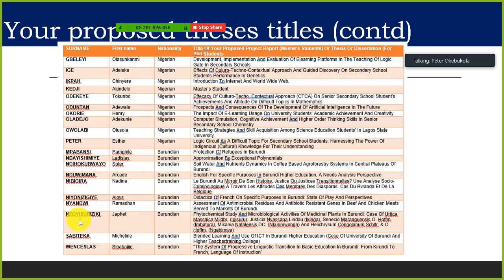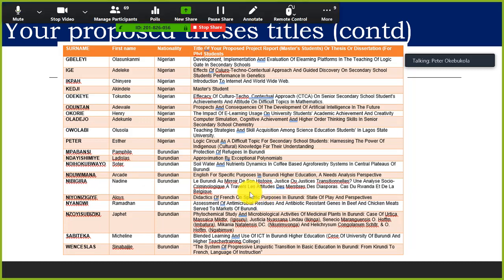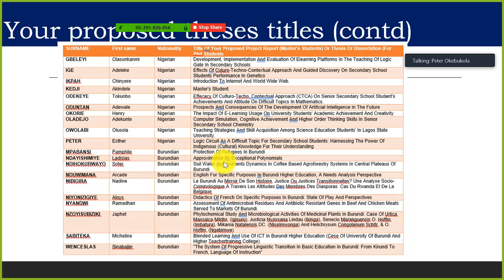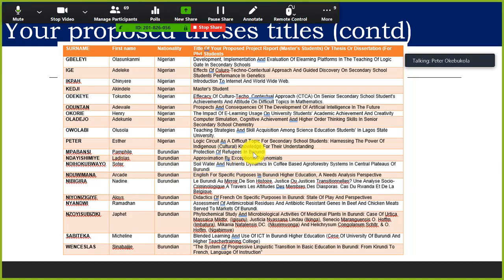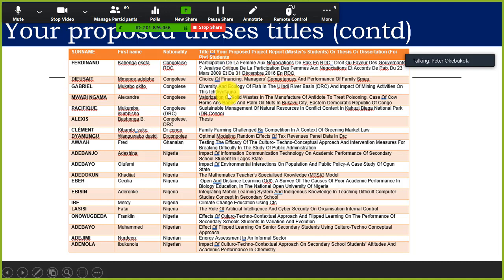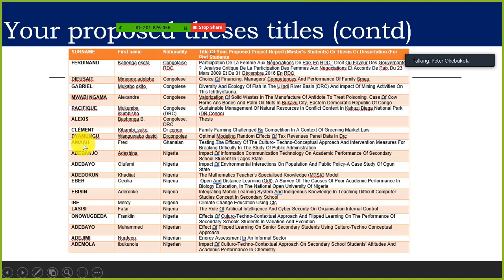Ladislas, a good friend. You're all my good friends because I taught you a course, ICT in doctoral research from title to thesis, and you all did very, very well. I'm highly impressed. This mathematics, Ladislas, approximation by exceptional polynomials. Let's look at some others. So here we go with some other. That's Fred from Ghana, testing the efficacy of the cultural techno-contextual approach, intervention measures for breaking difficulty in the study of public administration. So Fred, we're proud of you.